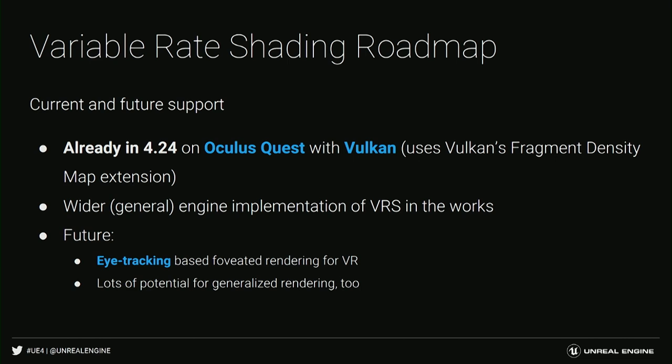So we already have support for variable rate shading, fragment density maps, since it's Vulkan. And this is a Vulkan-only thing, by the way, on the Quest. And that's checked in and in testing right now for 4.24. We're also going to investigate a broader adoption of this technology, both fragment density map support and the variable rate shading support. And we're investigating that for desktop use.